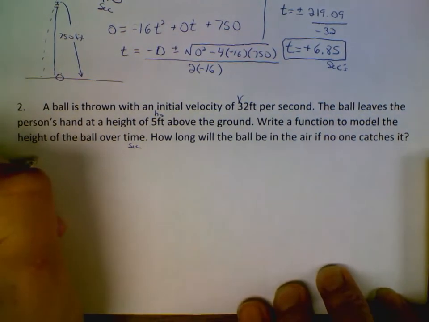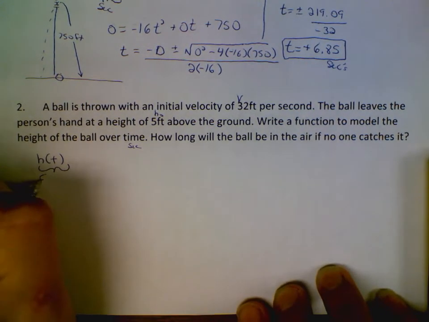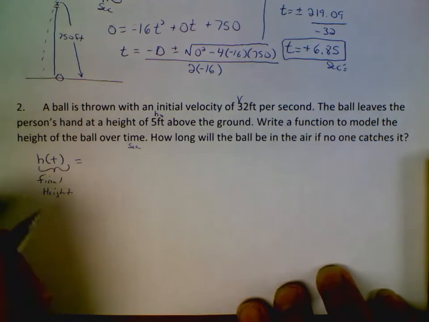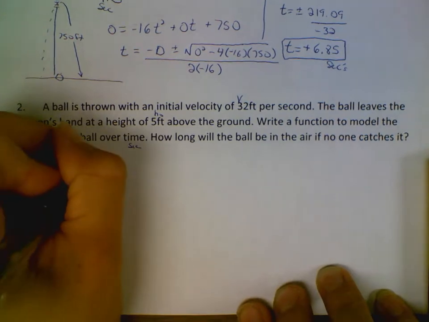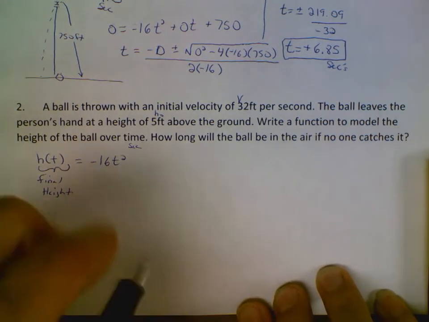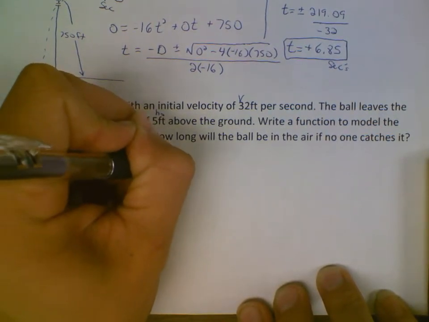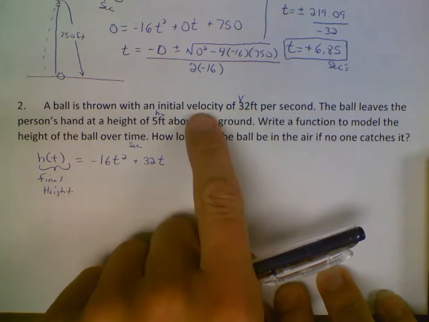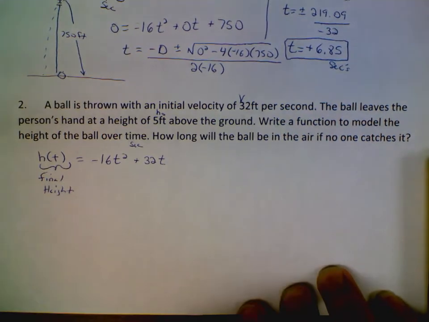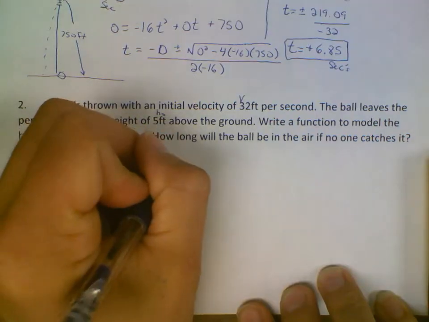So we're going to write h of t. Okay, the h of t stands for like the final height of the object is going to be equal to -16t squared. Okay, remember this stays the same because gravity is constant. And then we're going to add 32t because I've put an initial velocity of 32 feet per second into it. Okay, so I've put force into this because I'm throwing it. And then it's leaving from a height of 5 feet, so I'm going to put plus 5 on the end.